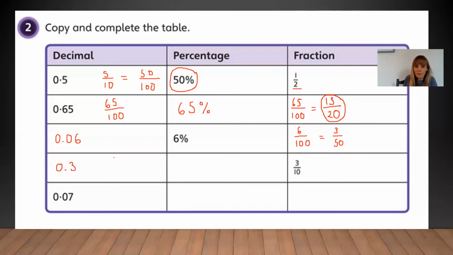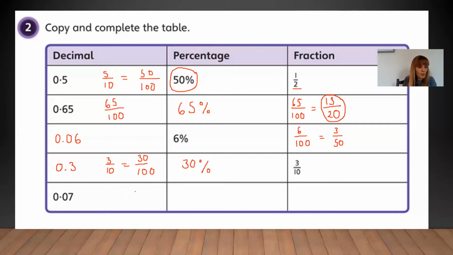Now, writing that into a percentage, we've seen it's 3/10. So to write it as a percentage form, it's got to be over 100. So I've multiplied the bottom by 10. I do the same to the top. So as a percentage, this one is going to be 30%.